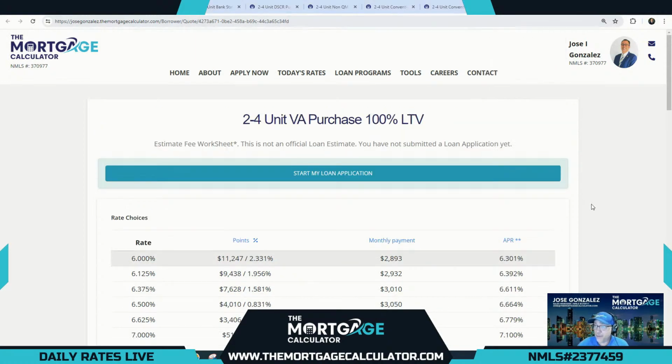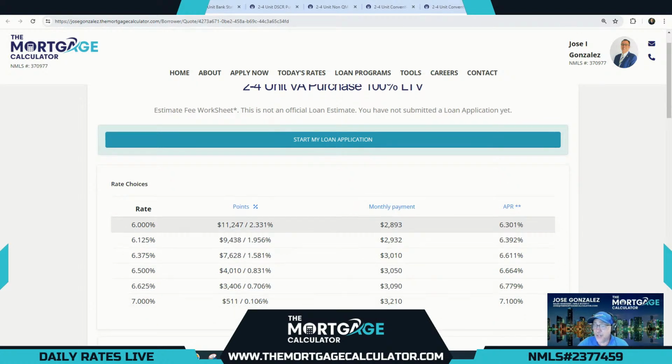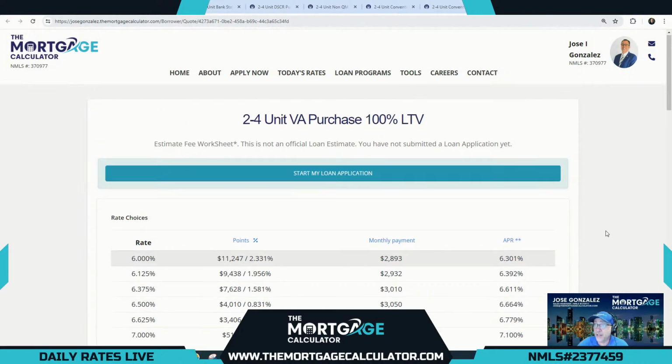Next option, VA, also an ultimate option here, but VA is a little bit more selective because you have to be either active military or veteran or the spouse of a deceased veteran to be able to take advantage of the VA loans. So that's why I put the FHA first, because FHA is just FHA. You don't even have to be a first-time buyer or anything like that for the FHA. So a VA, 100%. Our lowest cost option here, 7%, almost at par. And you can buy that down all the way to 6% for your 100% LTV financing for a VA purchase, 4 units.